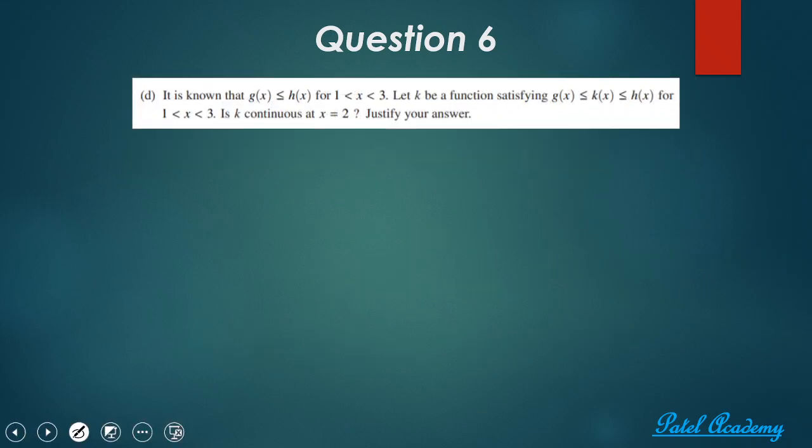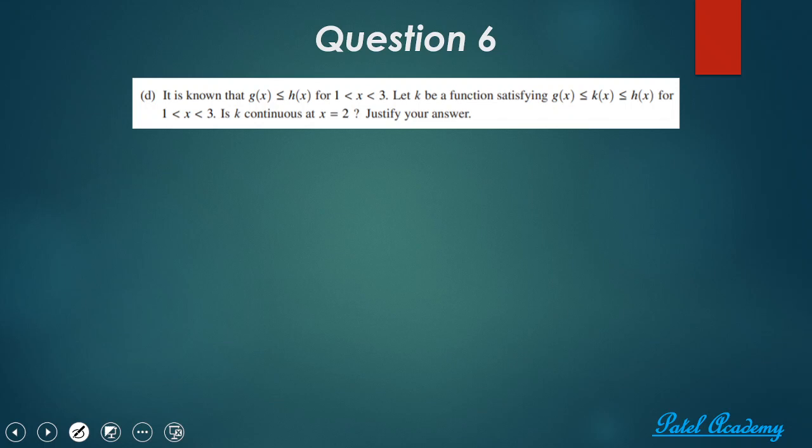And then the final question in this FRQ set. It's known that g at x is less than x within this interval. It's also known that we have a k at x between g at x and h at x. Now, why was this question so special? Well, what does this inequality remind you of? Where have you seen it before? Well, we just talked about limits. This very closely resembles the squeeze theorem, doesn't it?